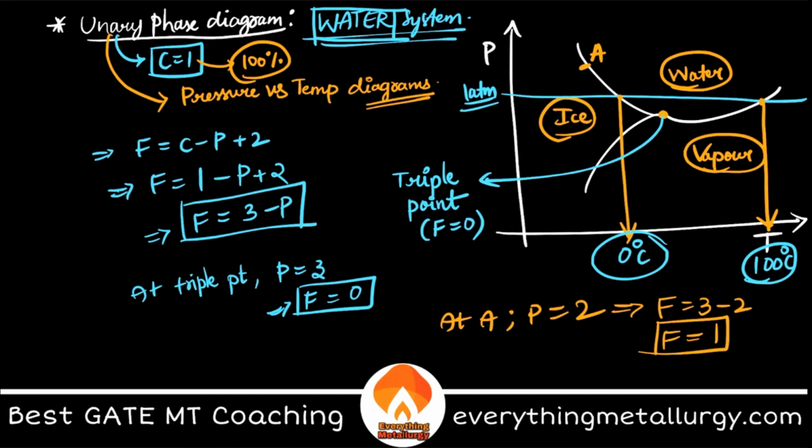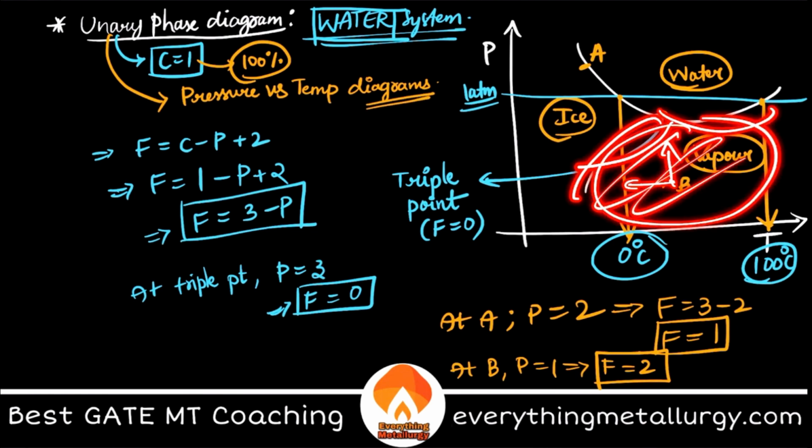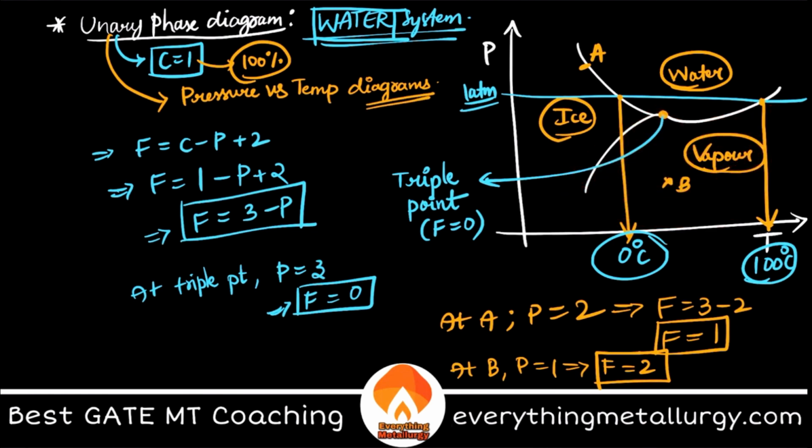And if you are somewhere in a single phase region, say at point B, P is equal to 1. That means F is equal to 3 minus 1, which is 2. That means you have the flexibility to either change temperature or pressure within this particular region. You can change anything. But you can't do that on this line or at this particular triple point.